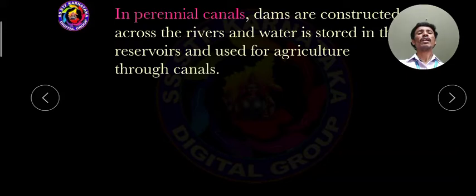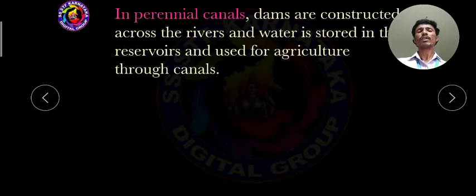Another one is the perennial canal, which is very useful where there are dams. Dams are constructed across the river, the water is stored in reservoirs, and then it is used for agriculture through the canals. Got it? Inundation means river flowing, and that river water is directly used in agriculture through the canal. So that is the Inundation Canal.